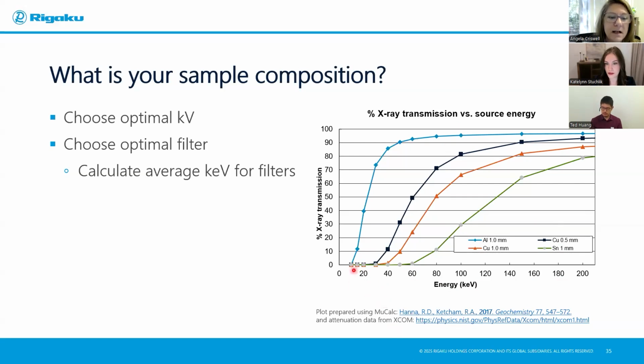And it turns out we use aluminum filters quite a bit, especially for medium to lightweight materials. And then as we get to heavier materials or samples, then we shift to higher energy, and we might use something like a tin filter, for example, for some of those heavier batteries. So take advantage of that tool as well.